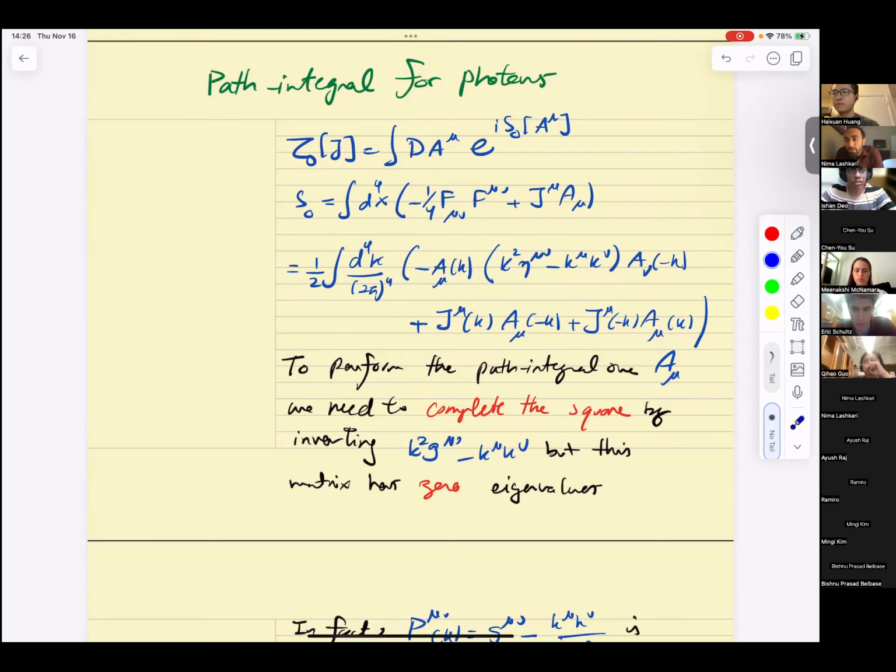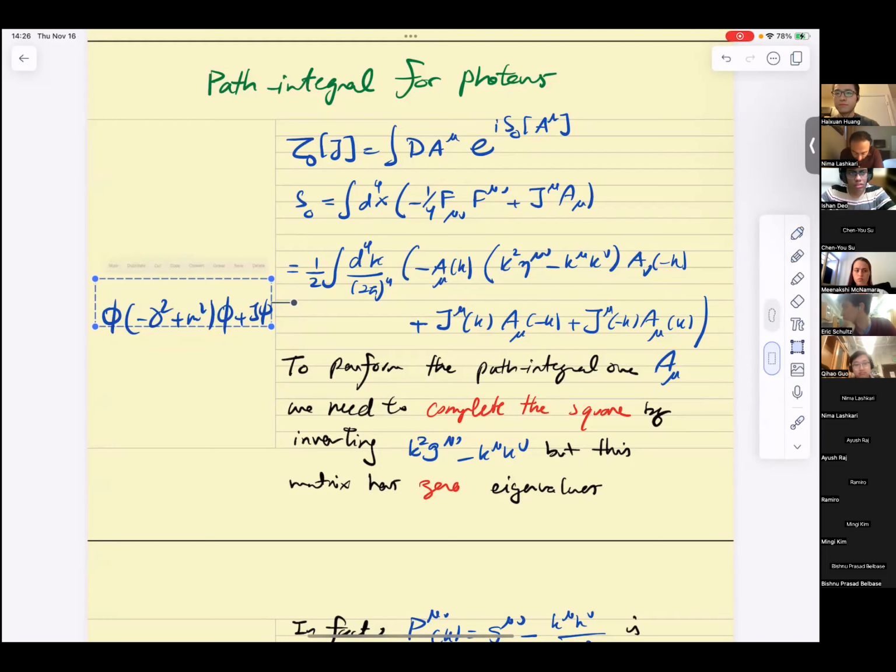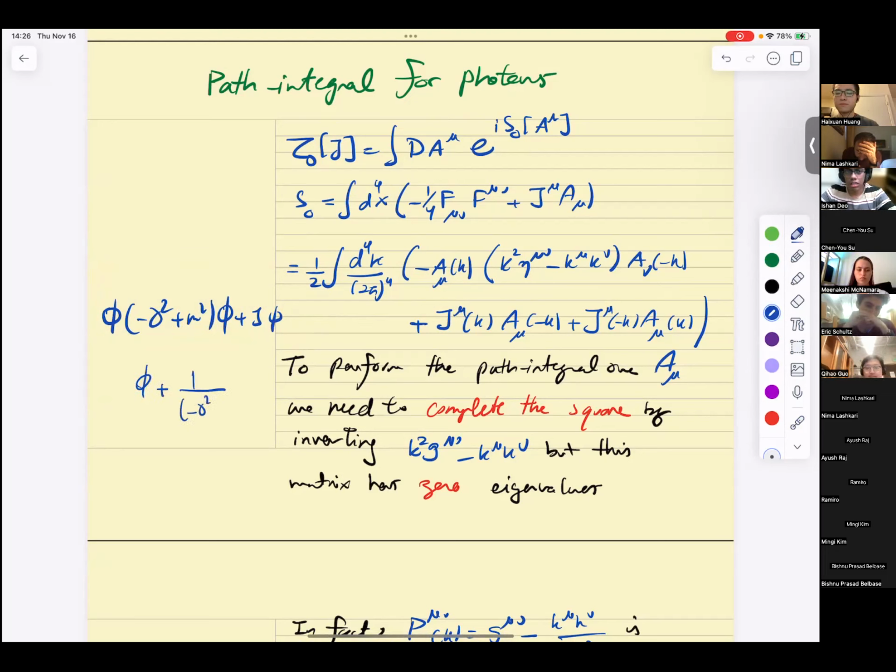How did we do this path integral in the case of a scalar, where the action was phi times minus del squared plus m squared, phi, plus J phi? If you recall, the way we did it was this: we shifted phi by the inverse of this operator. There's an inverse trick. You complete the square, sending phi to phi tilde, writing the whole thing as a square, and then the leftover piece is J.